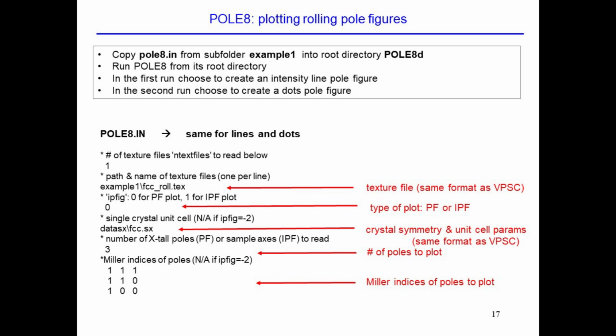That choice is when you run the code, it will look here for 0 or 1, okay? So you will have to run the code twice in order to create either intensity lines or dots. In the second run, choose to create dots.